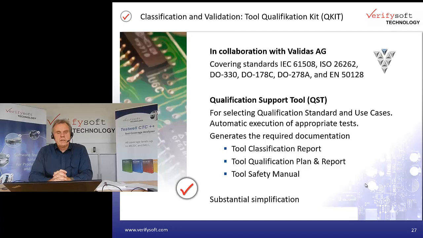This qualification kit has been done in collaboration with Validas, a company in Munich, Germany, and you get all you need to get your project certified, like a tool classification report, the tool qualification plan and report. You get the tool safety manual, you get a lot of information and papers out of the qualification kit. It's a substantial simplification of your process for certifying your projects.